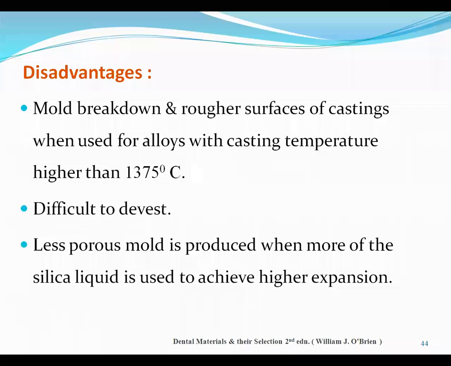The disadvantage is mold breakdown and a rougher surface of casting when used for alloys with a casting temperature higher than 1375 degrees Celsius. Up to 1100 degrees Celsius it is fine, but above that the casting you get has a rougher surface. This is one of the disadvantages. It is difficult to divest, and a less porous mold is produced when more of the silica liquid is used to achieve higher expansion. The silica liquid helps in achieving the expansion, but if you use it in more amount, it will produce a less porous mold. Again, this is one of the disadvantages.